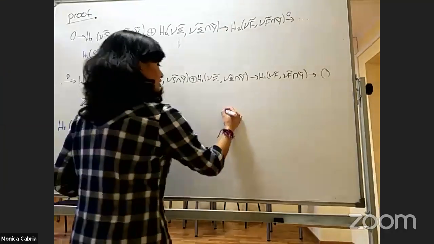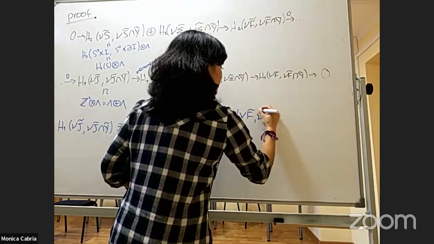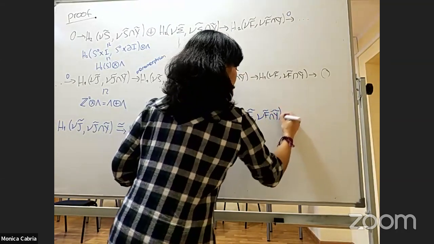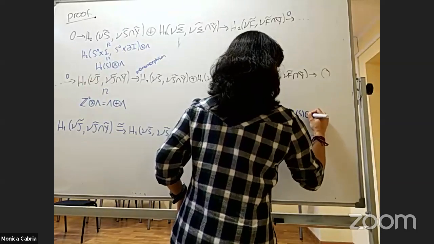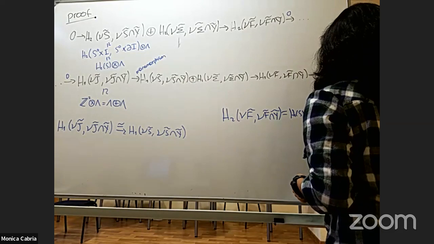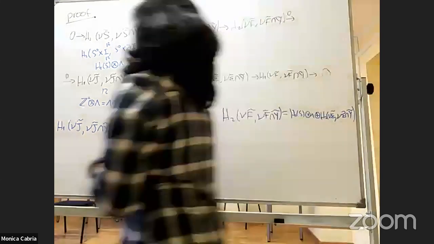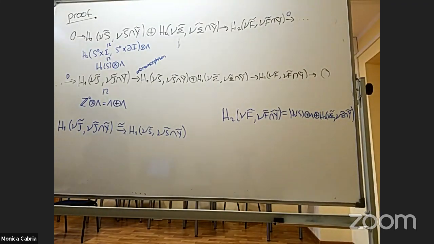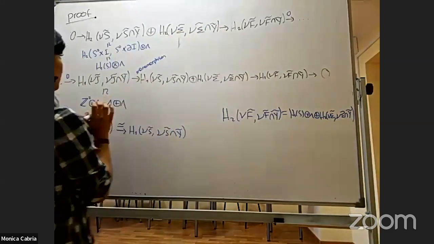Yes, so H2, we have this isomorphism, this and this. So H2 of this is isomorphic to this H1 of S tensor lambda plus this H2 of sigma, this pair. I run out of space. And also we have these two isomorphisms, from here to here, and also this one.